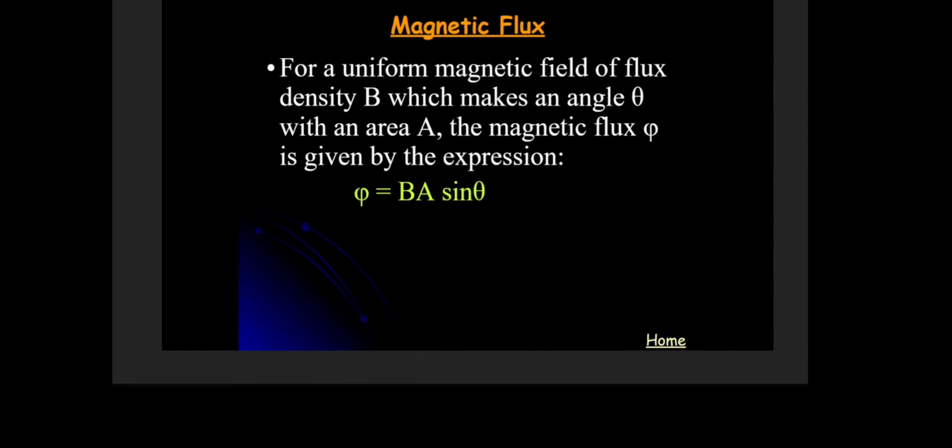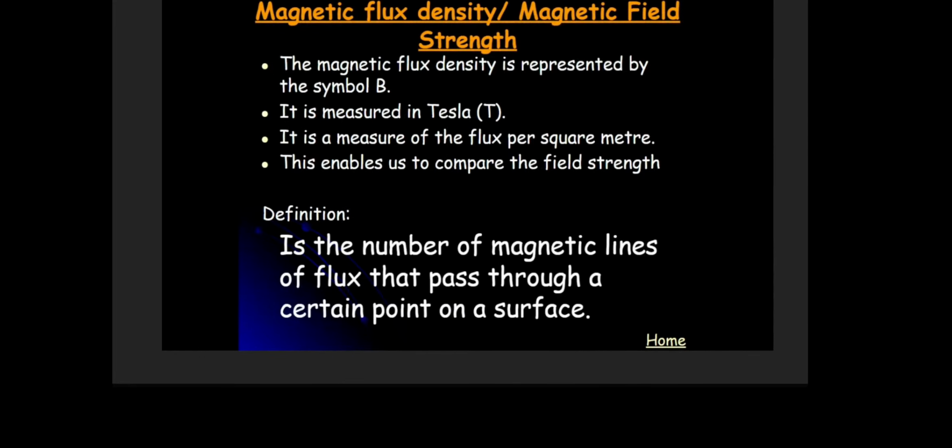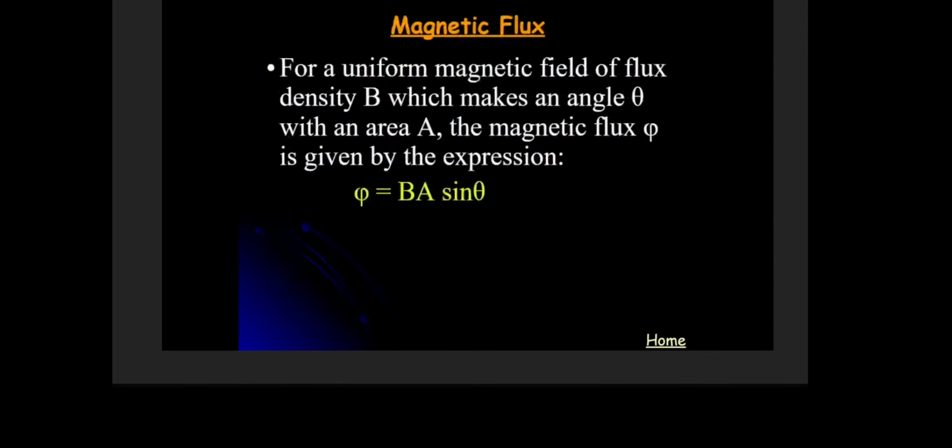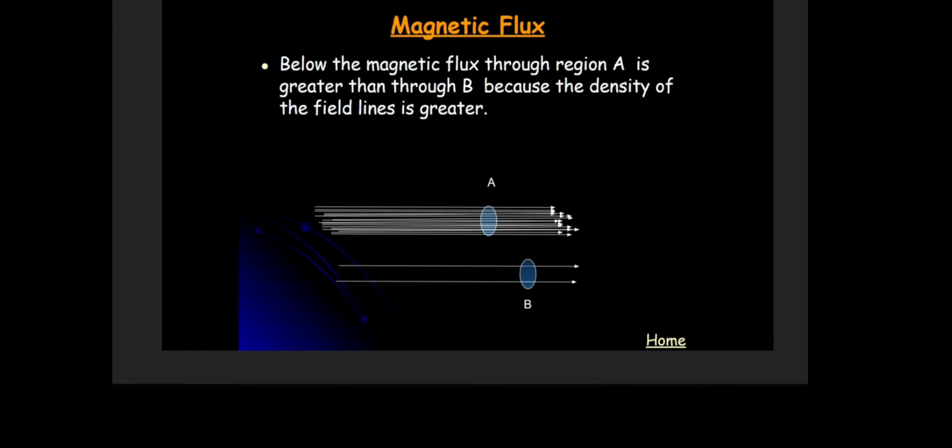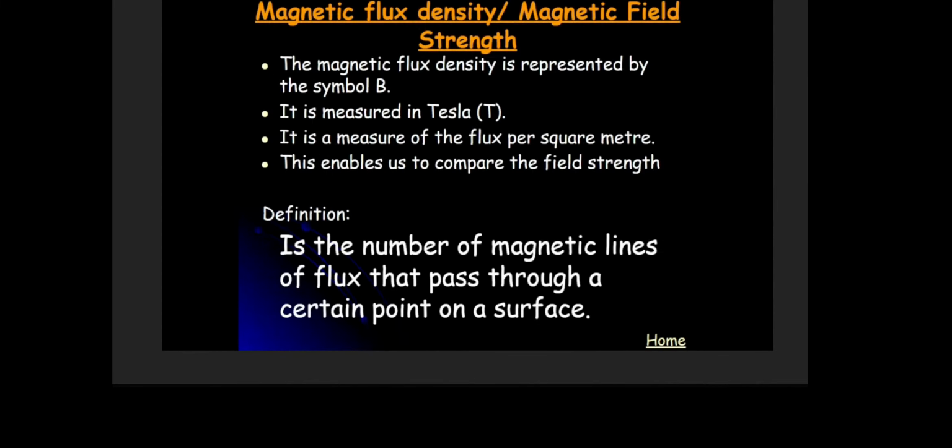And now we look at the next term, which is the B from the equation, the magnetic flux density, which is also called the magnetic field strength. If we go back to the diagram here, we see that A has a high magnetic flux density because even though they have the same size area, we have more field lines in that specific area than B. So magnetic flux density is represented by the symbol capital B, measured in a unit called Tesla.